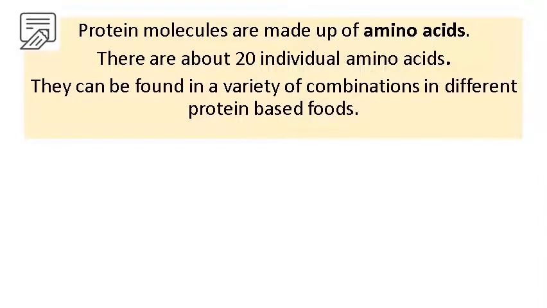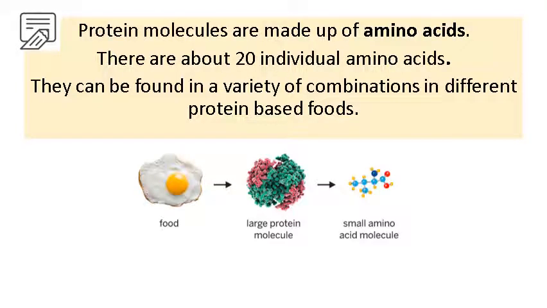And they can be found in a variety of combinations in different protein-based foods. So that protein molecule that we saw earlier can be made up of so many amino acids. If it's high in protein, it'll have all of these amino acids, and if it's low in protein, it won't have all of those 20 amino acids.